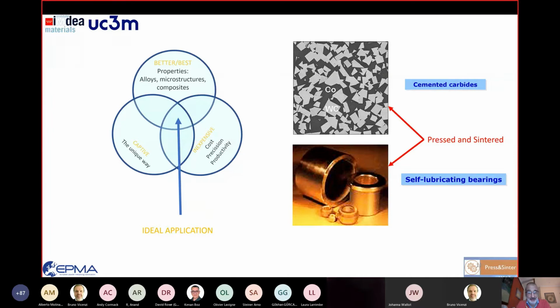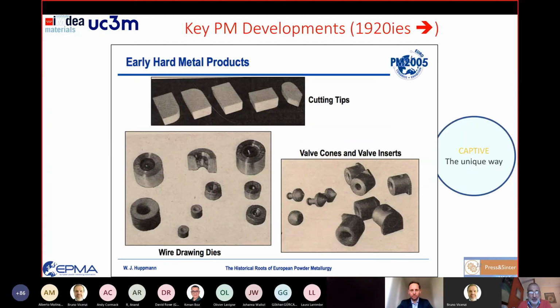We can get, of course, a good relation between cost, precision, productivity, and in these two specific cases it is more or less the unique way to obtain them. Of course, cemented carbide can be obtained by hot isostatic pressing or plasma sintering, but for self-lubricating bearings, the unique way to obtain them is by press and sinter. So also the history of cemented carbides and bearings is really in relation with press and sintering.